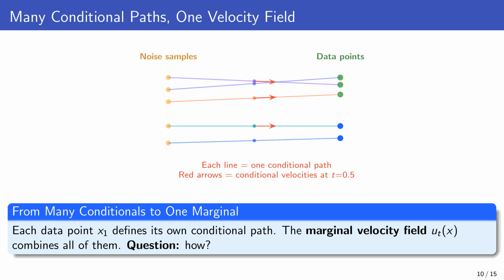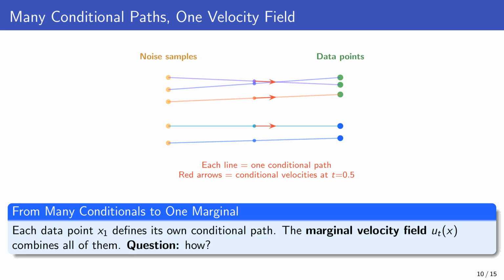So far, we have focused on the path from noise to a single data point, x1. But our target distribution Q has many data points, not just one. What happens when we consider all of them? Look at this slide. On the left, we have several noise samples. On the right, we have several data points arranged in the two moons pattern. Each noise sample is connected to a data point by a straight line. That is one conditional path.